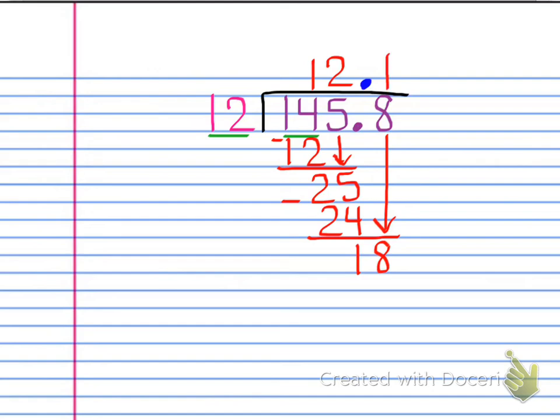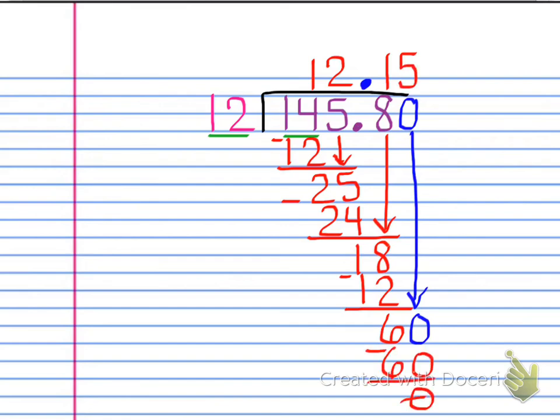Then you're going to go ahead and drop that 8 after you've subtracted. So 12 goes into 18 one time. Then you have 6 left over. And remember, just like before, you can go ahead and add a 0 with no problems because there's already a decimal there. And remember, 12 goes into 60 5 times. So your answer before you rounded it is going to be 12.15.